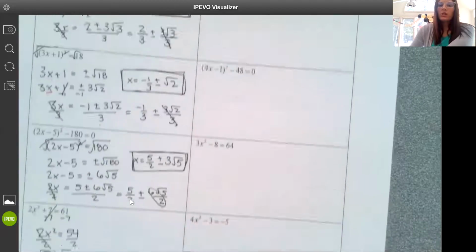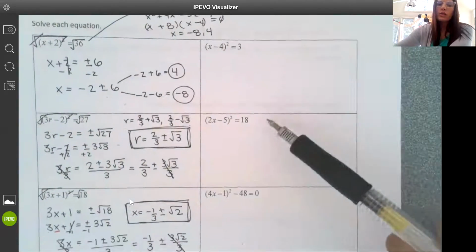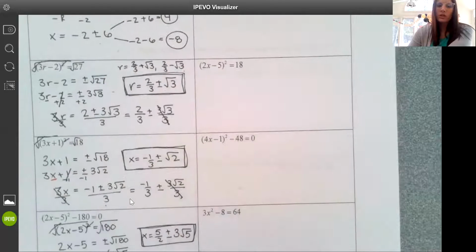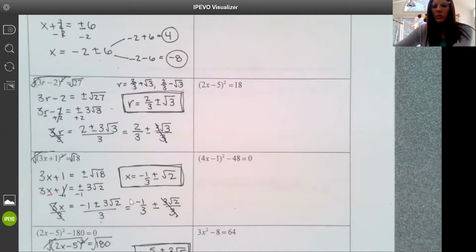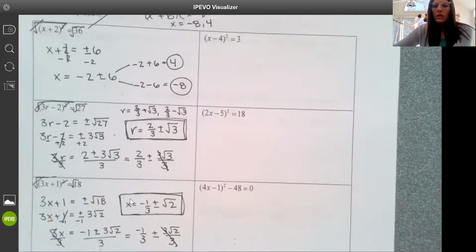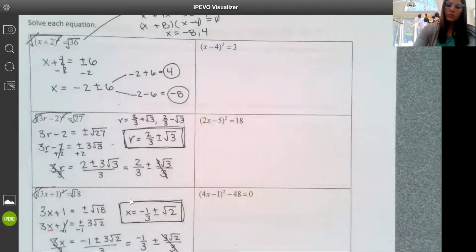So what I'd like you to do is try using inverse operations, square roots, to solve the quadratics on the right-hand side of this paper. And then restart the video and see how you did.